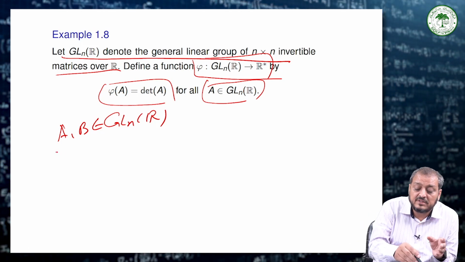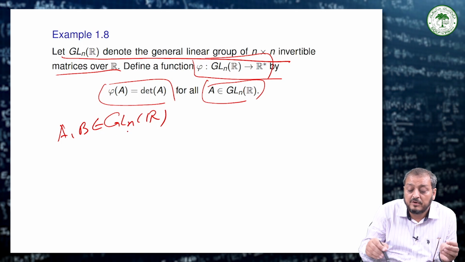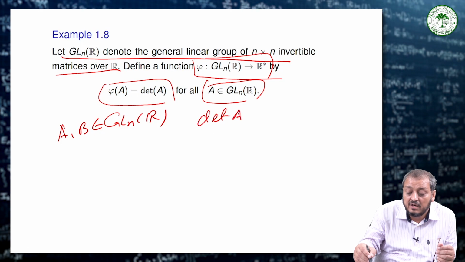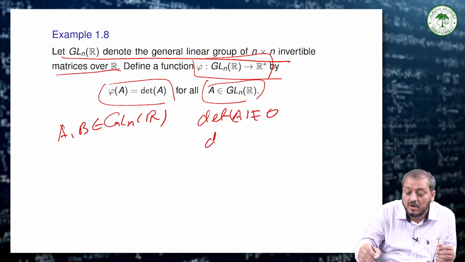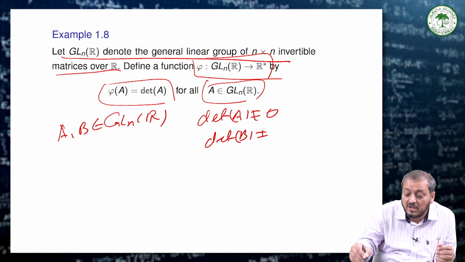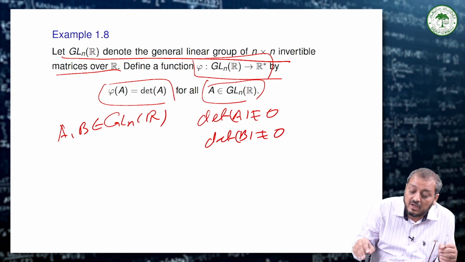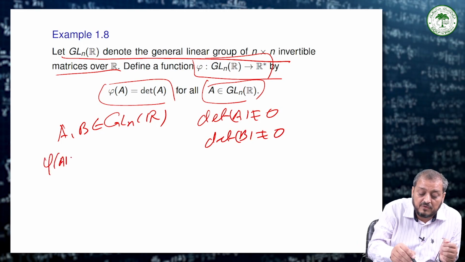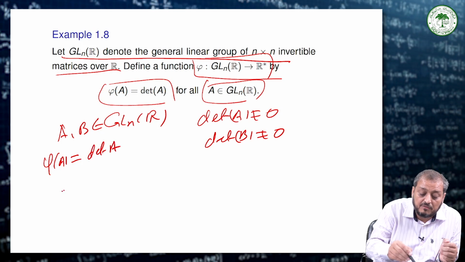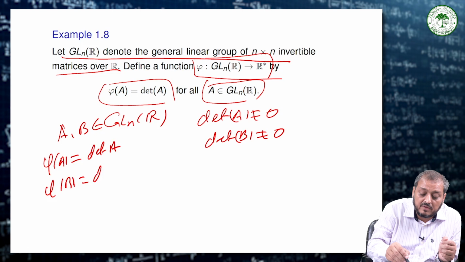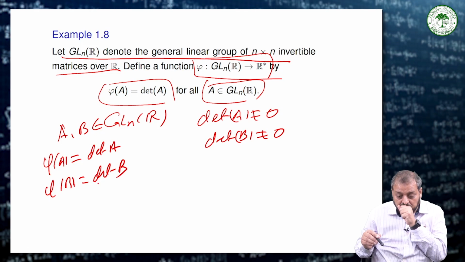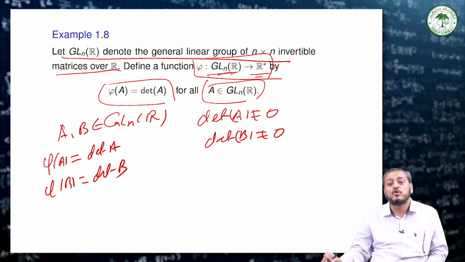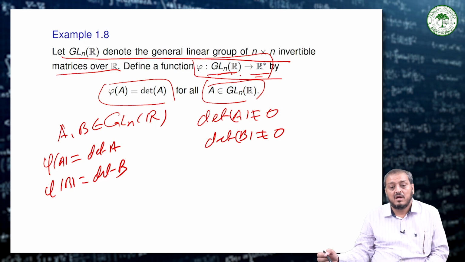So we take any two elements A, B belonging to GL_n(R). If A and B are both elements of GL_n(R), then clearly the determinant of A is not equal to 0 and the determinant of B is also not equal to 0. The map is defined as phi of A equal to the determinant of A and phi of B equal to the determinant of B. This is a group under multiplication and this is also a group under multiplication. Both the groups are under multiplication.